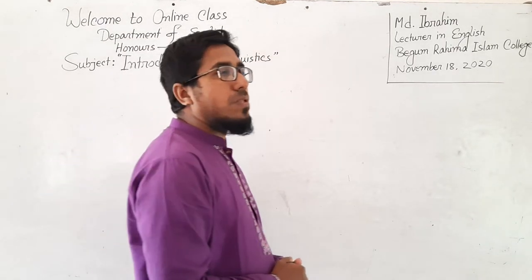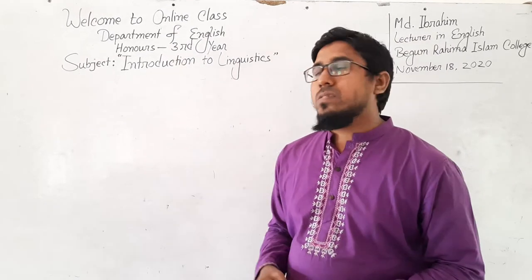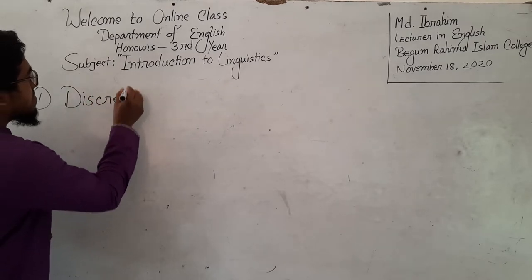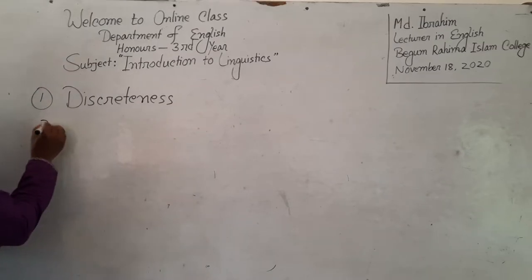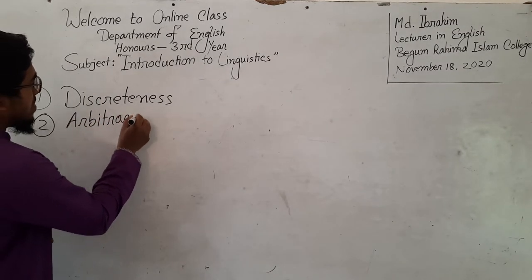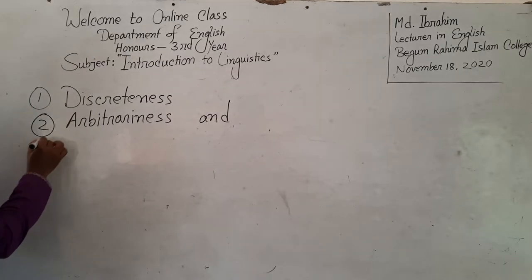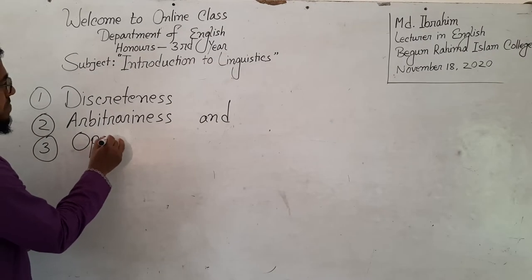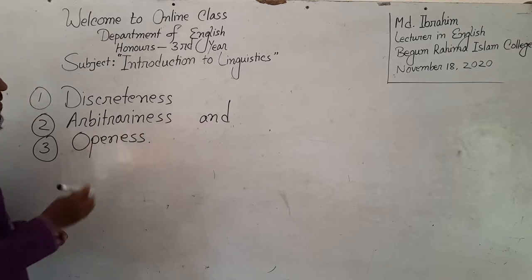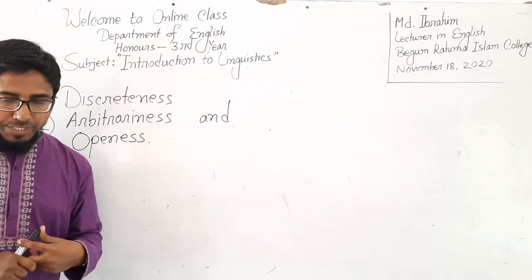There are three properties of human language. These are number one, discreteness, number two, arbitrariness, and number three, openness. These are the major properties of human language.